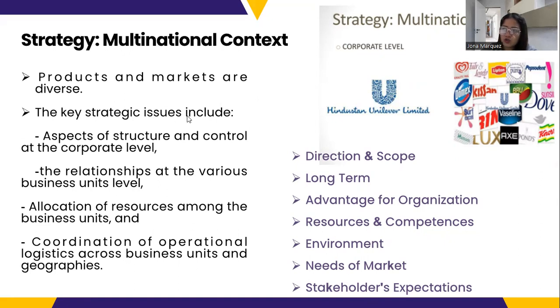So, the key strategic issues include aspects of structure and control. Yan, medyo mahirap pag mas marami ng business, no? Business unit. Yung relationship at various business units level. Kaya, yung mga companies, naggagawa sila ng mga team building, no? Para, kunyari, yung mga empleyado ng Domex is makilala rin nila yung mga empleyado ng mga iba't ibang business unit nila. So, allocation of resources among business units. So, hindi dapat, kunyari, yung sales ng Domex, tapos, kunyari, yung Lipton, bumili ng company vehicle, dapat naka-charge yun sa Lipton, hindi pwedeng charge sa Domex. So, dapat, sa finance, na medyo mahigpit dyan.